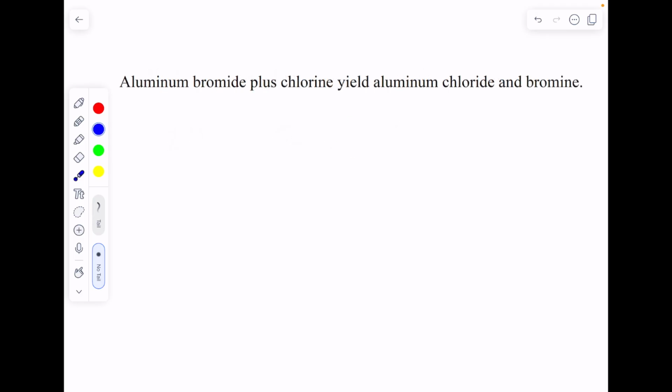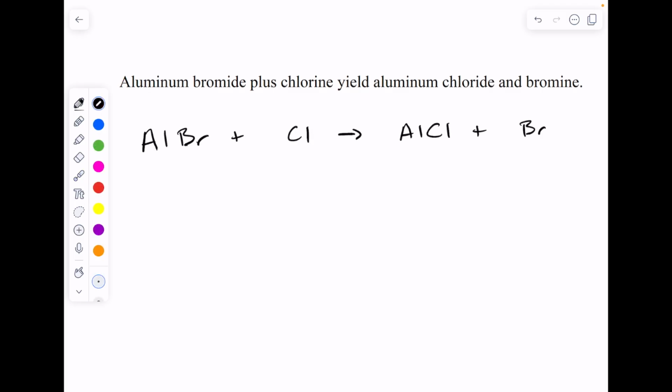Let's look at one more example. In question number 3, it says aluminum bromide plus chlorine yields aluminum chloride and bromine. At first, we might write the equation like this, but remember, we're going to check for diatomic elements. Both chlorine and bromine are diatomic, so when they are by themselves, they should have a subscript 2.